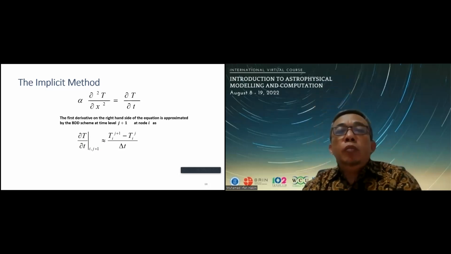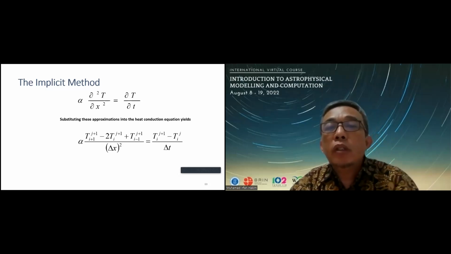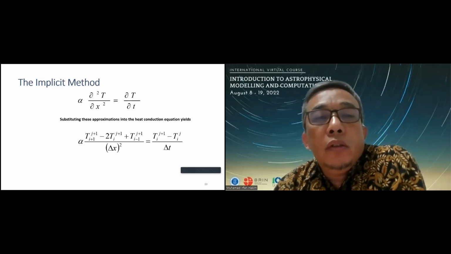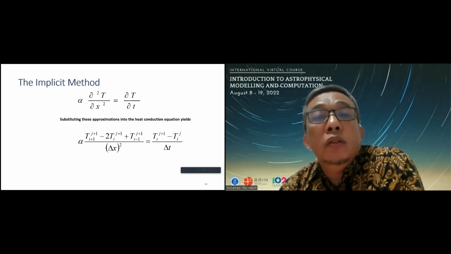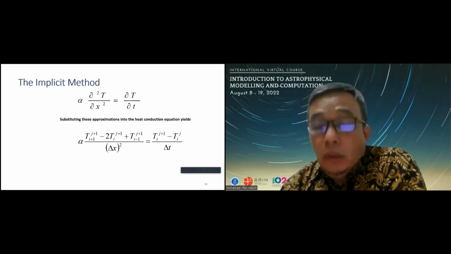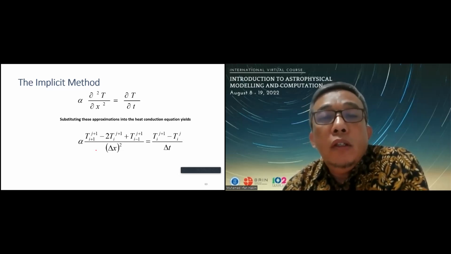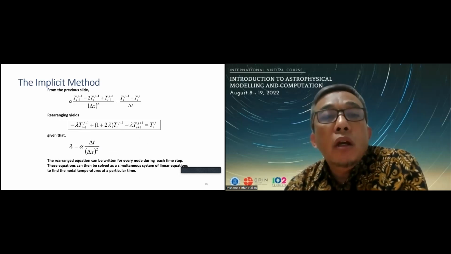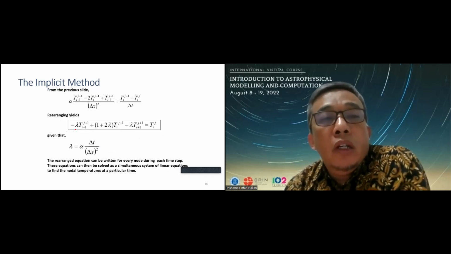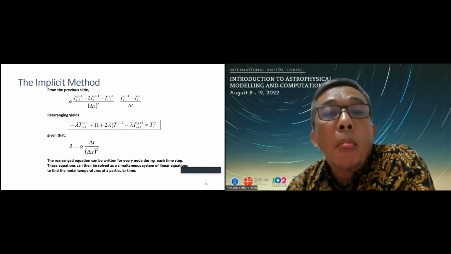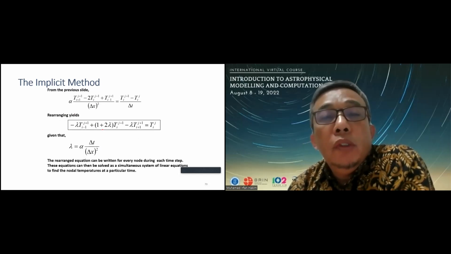At time level j plus 1. So if we substitute this approximation into this PDE, it yields this relation, or if we rearrange this expression, we have this implicit method.